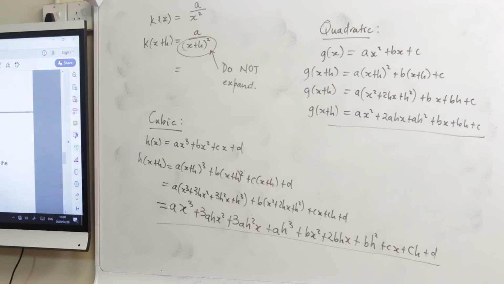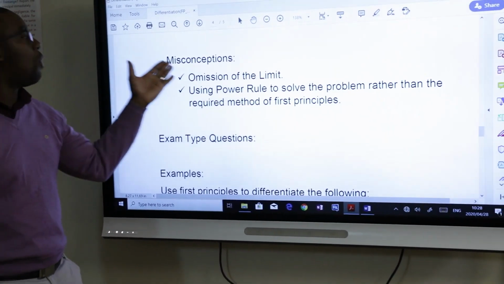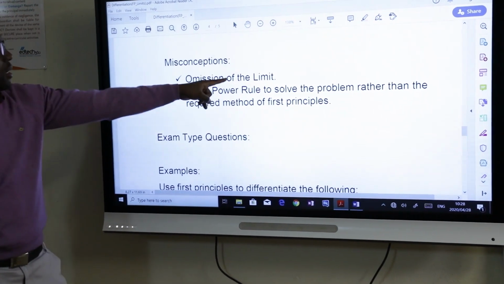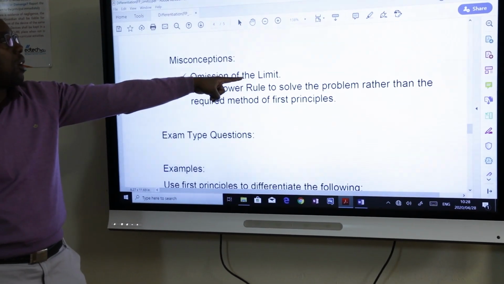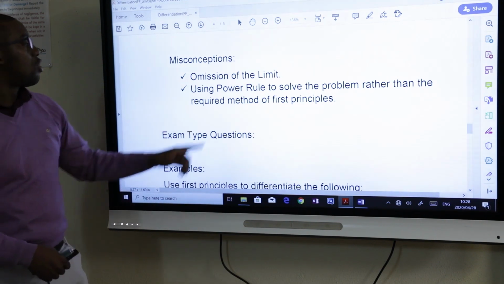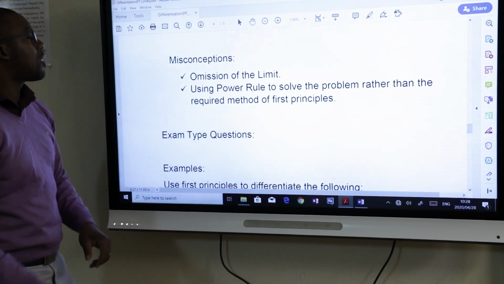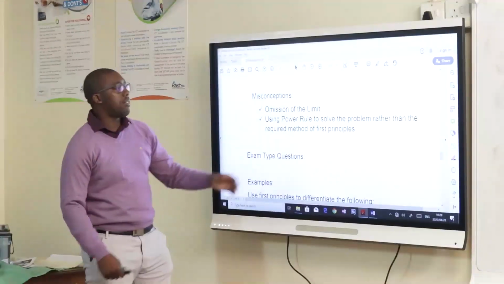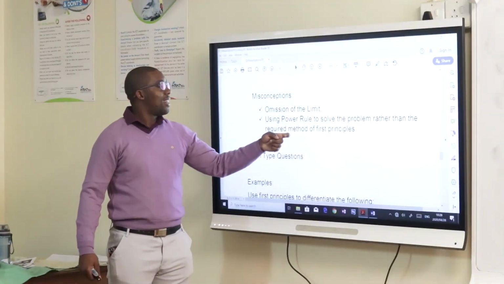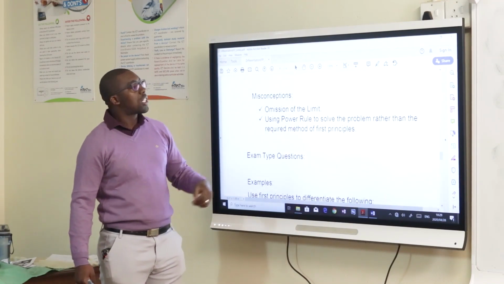Okay, without further ado, what are the possible misconceptions? The possible misconceptions are the omission of the limit. Here, you incur a penalty in notation. Using the power rule to solve the problem rather than the required method of first principles. Learners have a tendency of taking a shortcut. Examiners are well aware of that shortcut. So you won't get away with it.